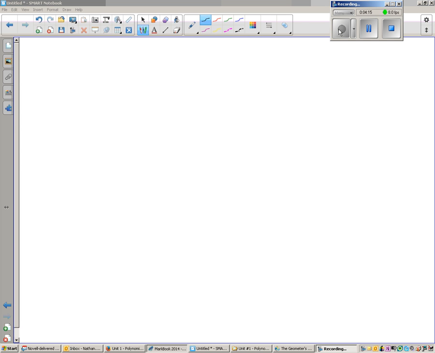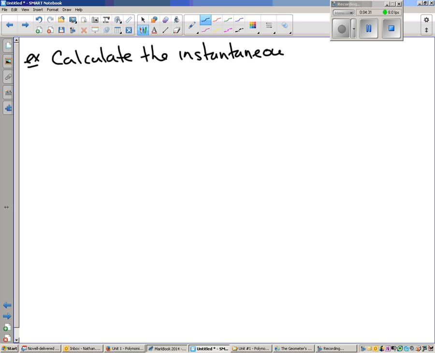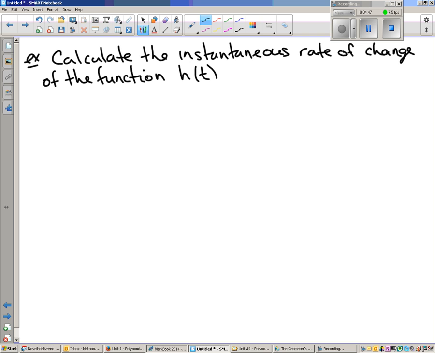So you will see questions in your textbook and on assignments and on your test in a couple days. The questions will be worded as follows. It'll say, calculate the instantaneous rate of change of the function negative 4.9 t squared plus 25t plus 2 when t equals 2.